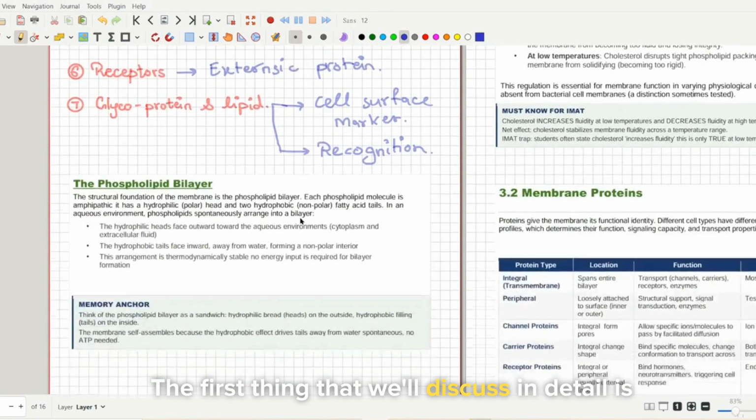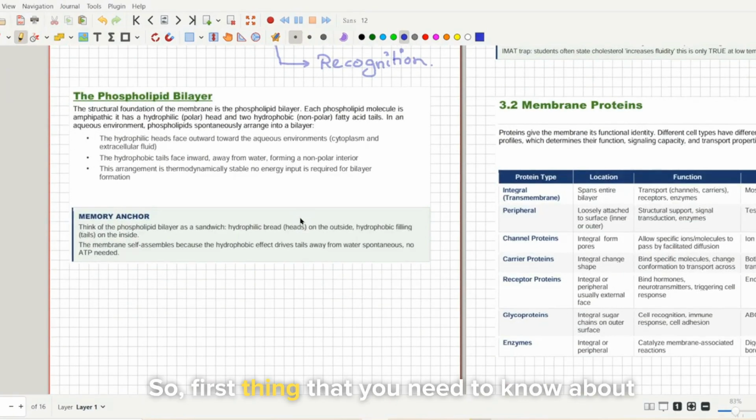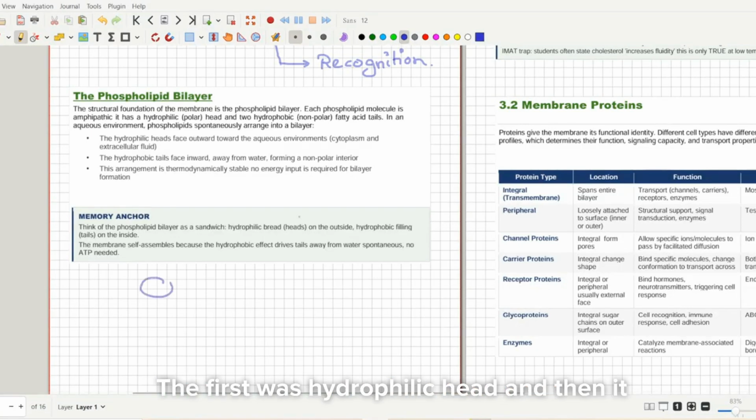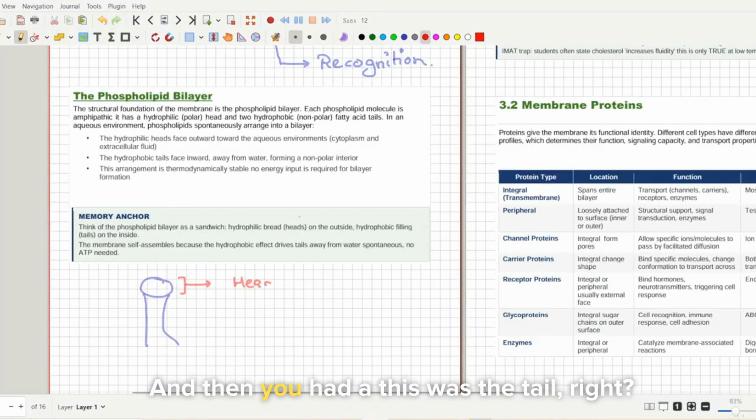The first thing that we'll discuss in detail is the phospholipid bilayer. We have already discussed this molecule in biological molecules. It contained two parts. The first was the hydrophilic head, and then it had the hydrophobic tail, right? If you remember, this was the head, and this was the tail.